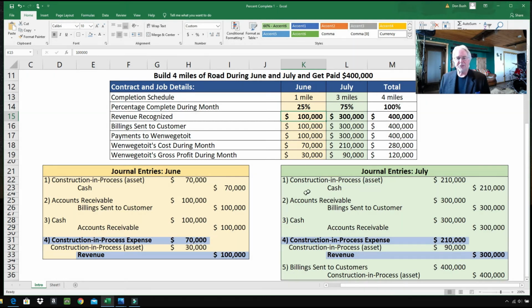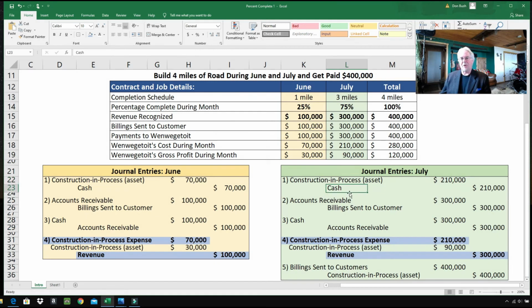On to July. As mentioned, the journal entries for the month of July are identical. They're all identical except for this very last entry, which closes things out. So here we go. The first entry, construction in process. This is going to go on the balance sheet. That's why I wrote asset in parentheses, for the amount of cost that was spent in the month of July. So here we have $210,000 spent in July, so it's right down here.